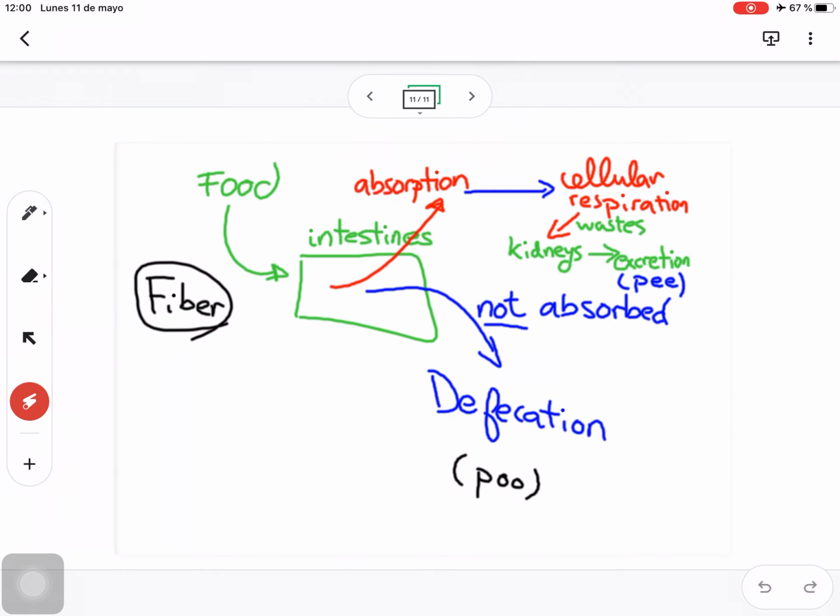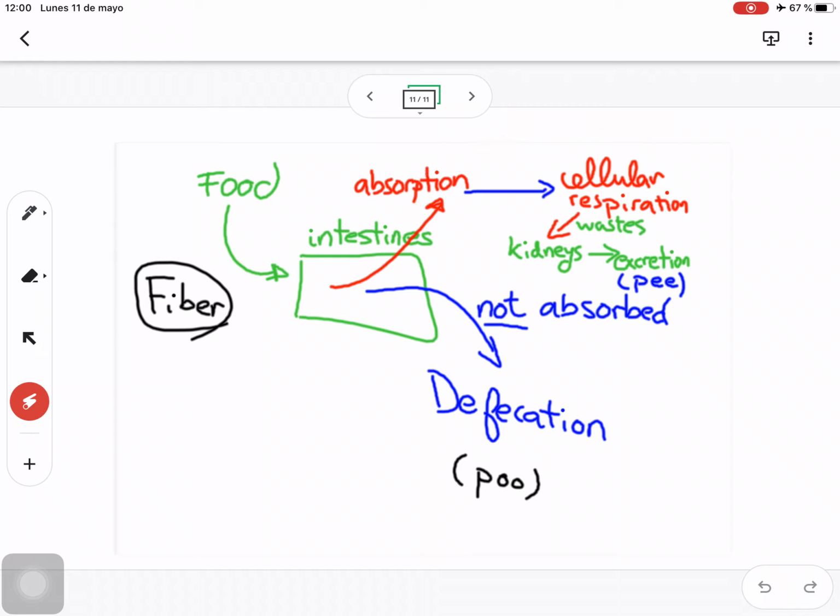Okay, and to finish today, let's see what the difference is between urine, that is when you pee, and defecation, when you poo. Well, let's start with the food. The food travels to the intestine, and there is a process of absorption of the nutrients, and these nutrients, remember, you use in the cellular respiration. So the wastes from using the nutrients in the cellular respiration travel to the kidney, mix with water, and become the pee.